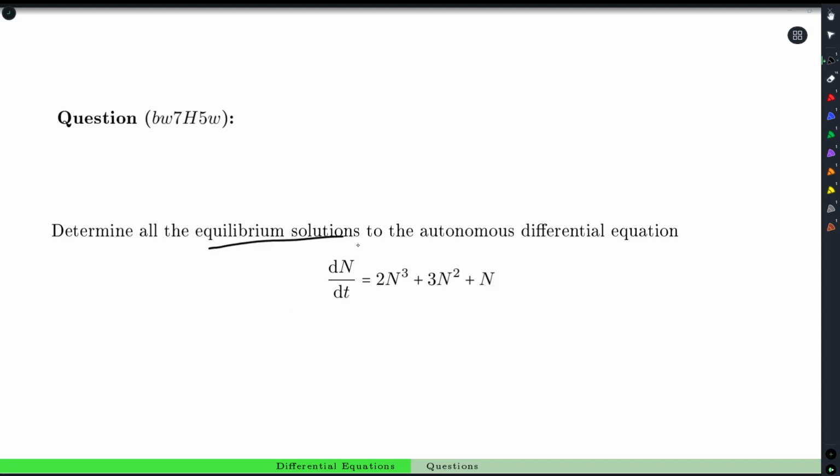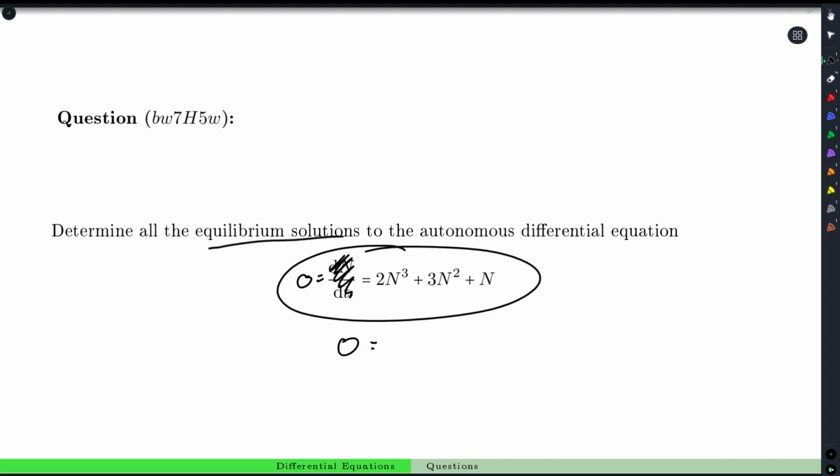Determine all the equilibrium solutions to the autonomous DE that we have here. Okay, equilibrium solutions are found how? All you've got to do is take out the derivative and replace it with 0. Equilibrium solutions are constant values. So the solution to our differential equation is constant, and therefore the derivative is 0.